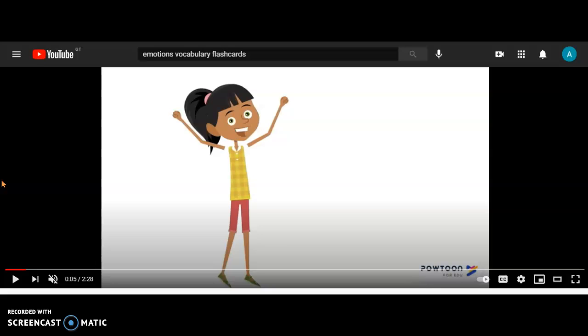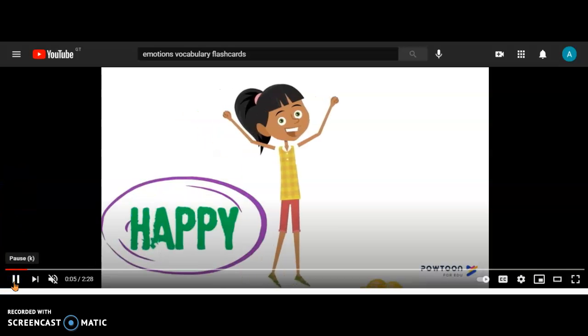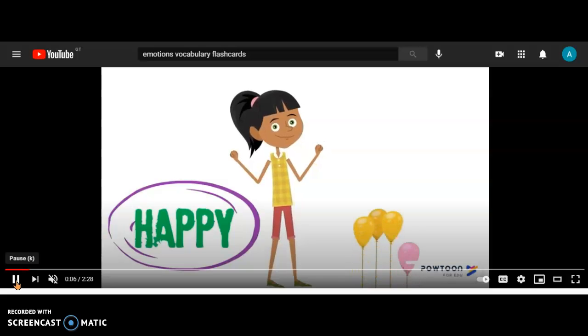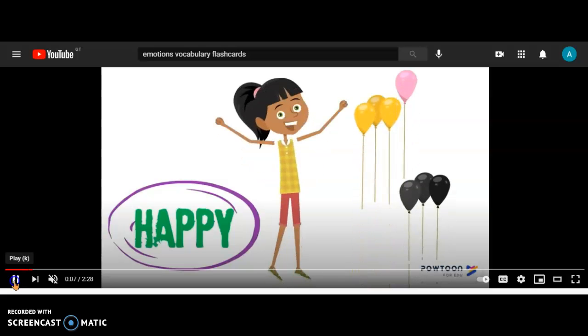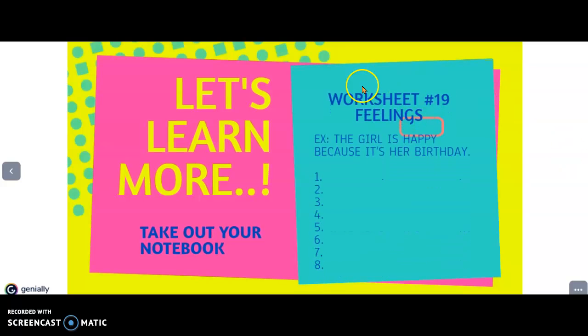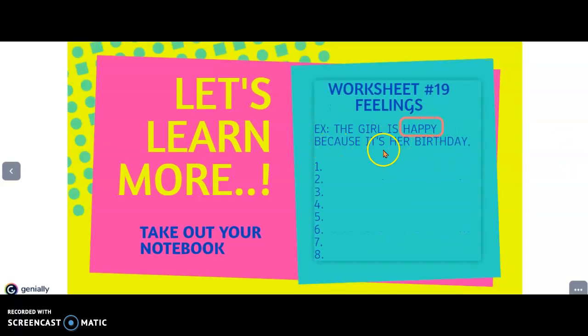Yes, it can be excited. She's happy. Let's see the answer. Yes, she's happy. Now we have to create one sentence using the word happy. Your sentence can be about the picture we have here. Let's look at my example. It says, the girl is happy because it's her birthday. It's just an example. Please underline, mark, highlight, or draw a square or a circle around the feeling word. Okay, now it's your turn.